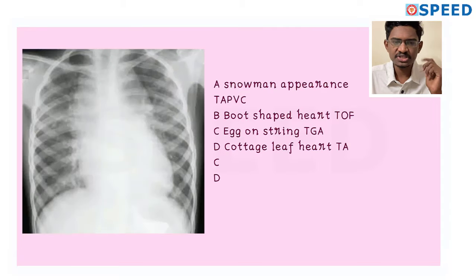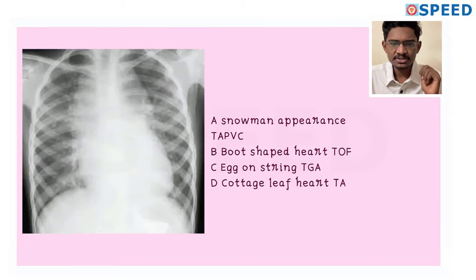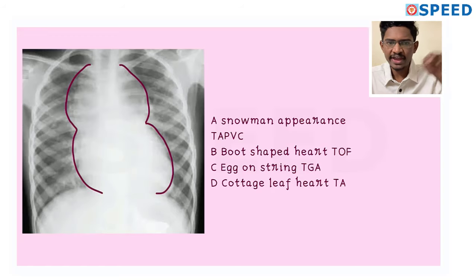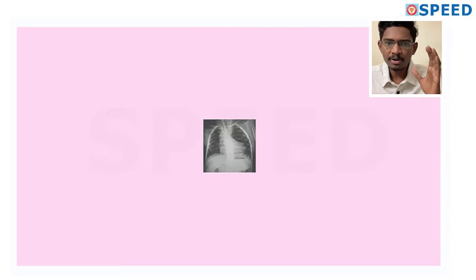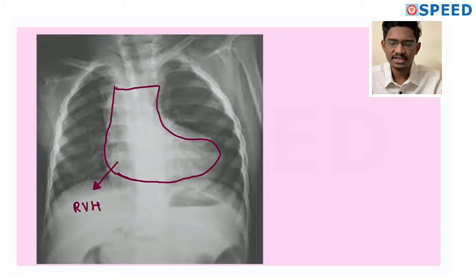Yeah, the given X-ray is SIRS2 off. Snowman appearance in TAPVC, boot-shaped heart in tetralogy of Fallot, or egg on string in TGA, or cottage loaf heart in tricuspid atresia. To see this X-ray itself, you can find the obvious figure of 8 appearance or snowman appearance, which is more specific for the supracardiac type of TAPVC, total anomalous pulmonary venous connection.